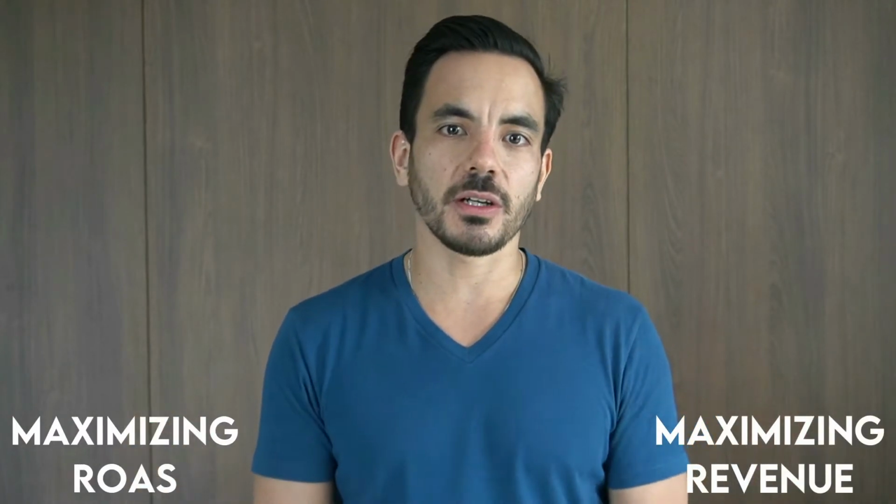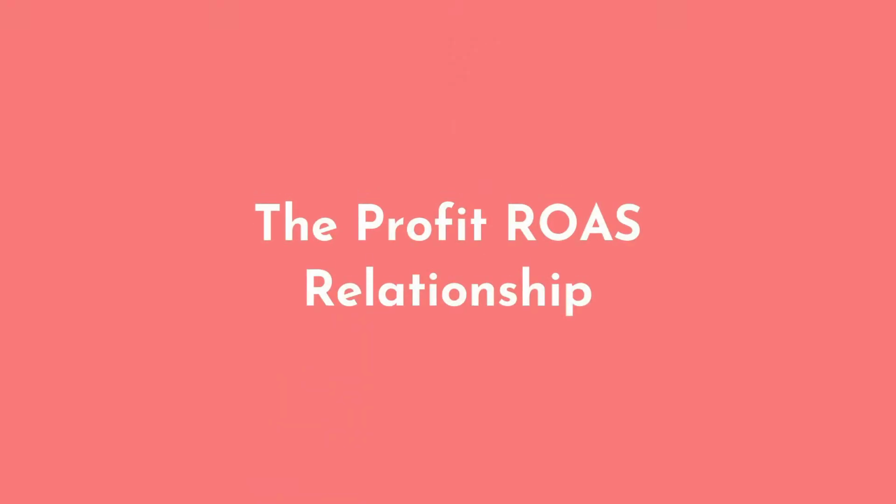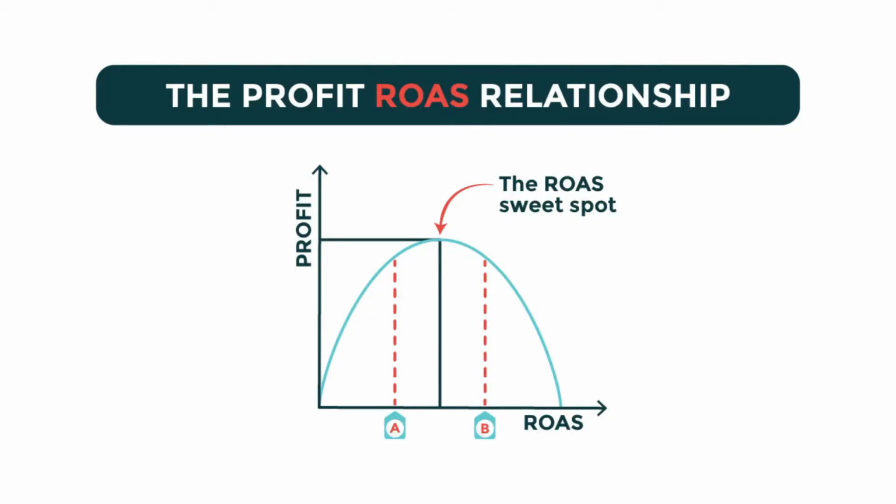In order to achieve a higher ROAS, you need to reduce your costs by bidding less. When you bid less per click, you get less impression share. Your ads show less often versus your competitors, and your total revenue will come down. So maximizing revenue and maximizing ROAS are actually opposing goals in Google Ads. Pushing hard to get more of one will cause you to get less of the other. Enter the profit ROAS relationship, which looks a little something like this. It's essentially a bell curve.